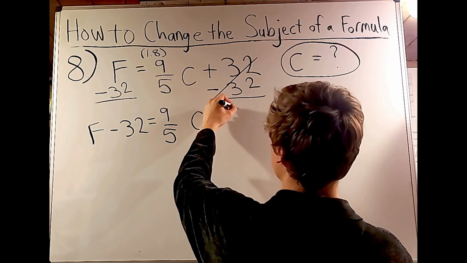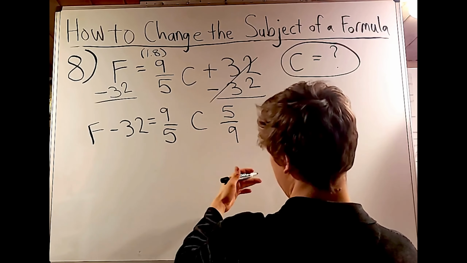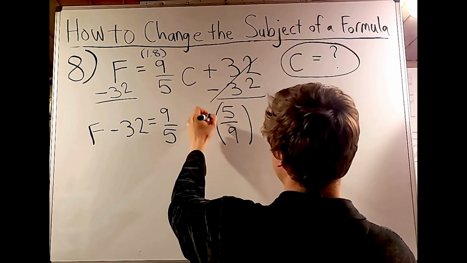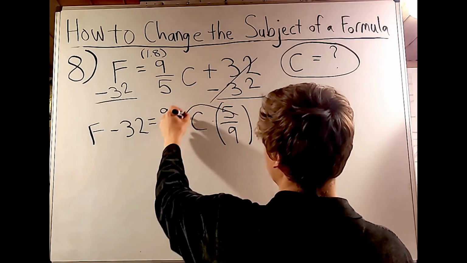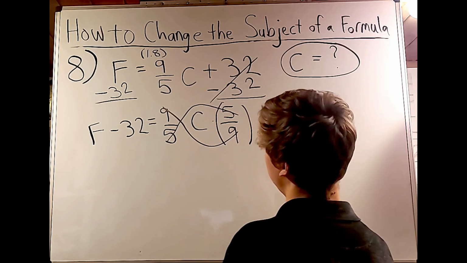So I'll just write it over here. So we have 9 over 5 upside down. We have 5 over 9 now, and we're going to multiply this over here where the 5s are going to cancel and the 9s are going to cancel. And just to, I really like explaining things.